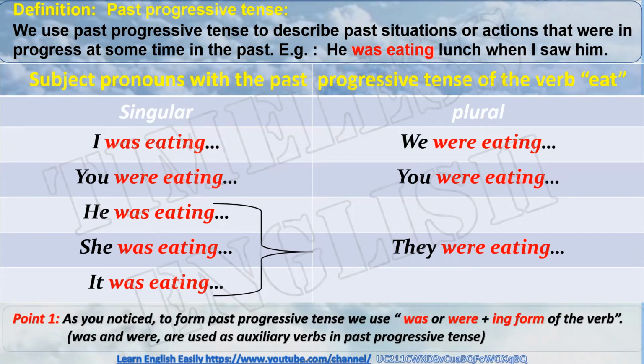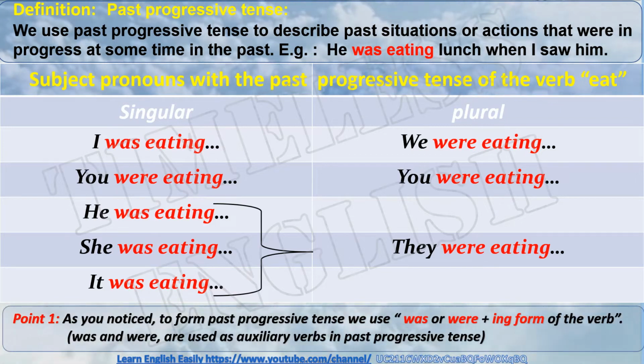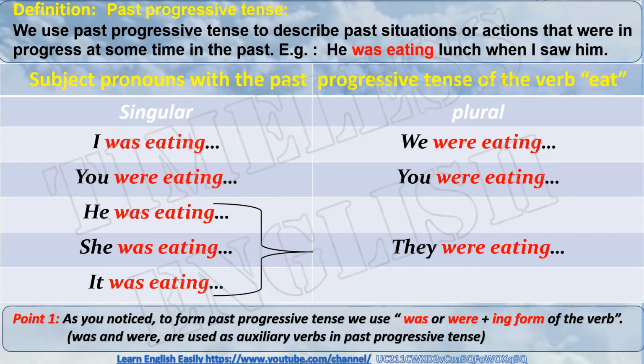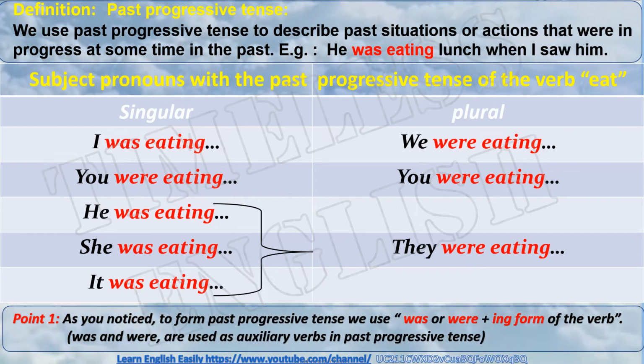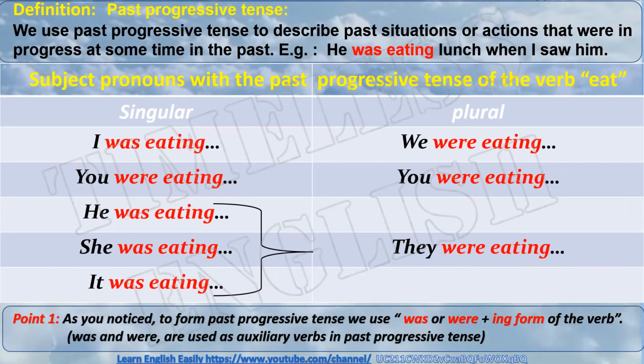Point 1. As you noticed, to form past progressive tense, we use was or were, plus the ing form of the verb. Was and were are used as auxiliary verbs in the past progressive tense.